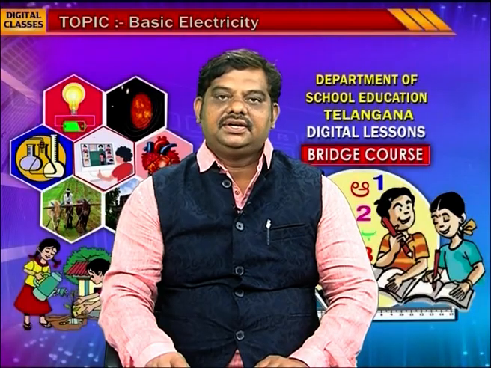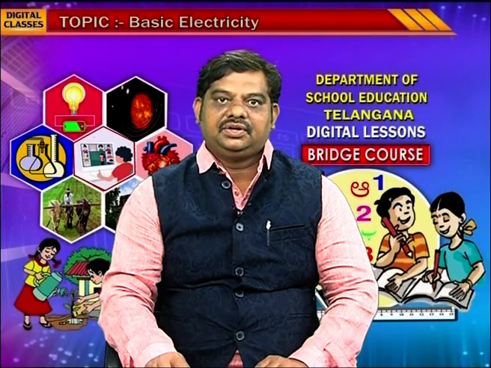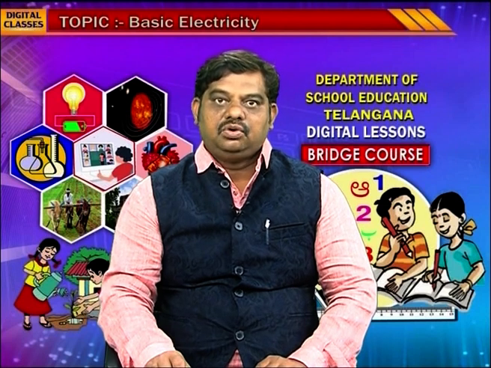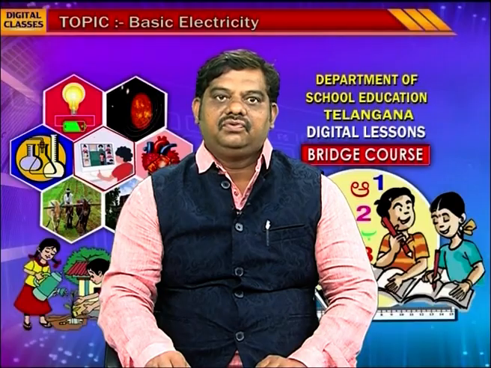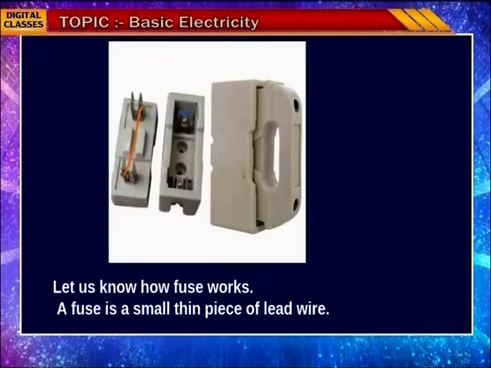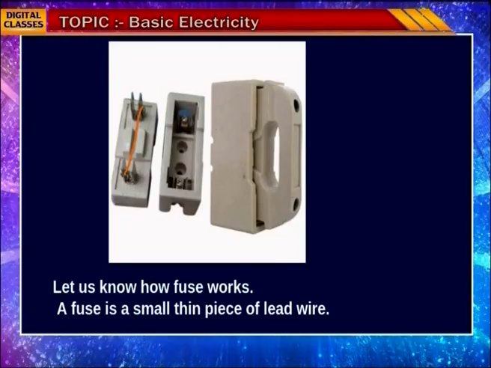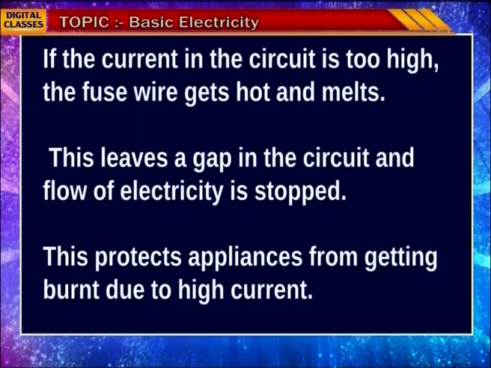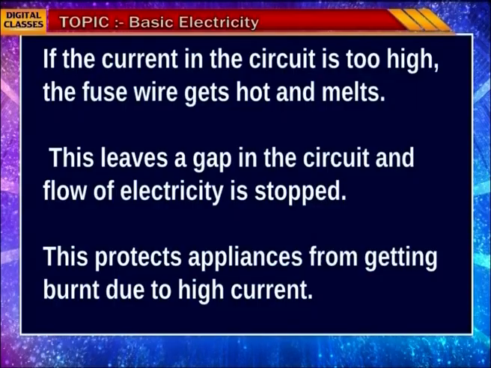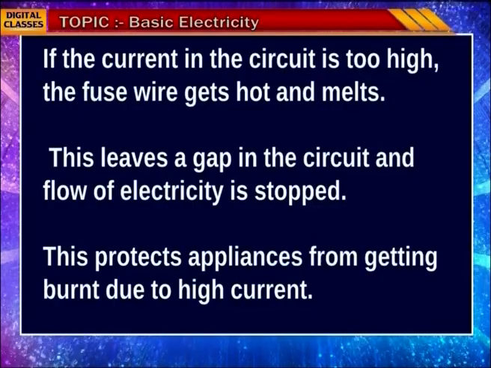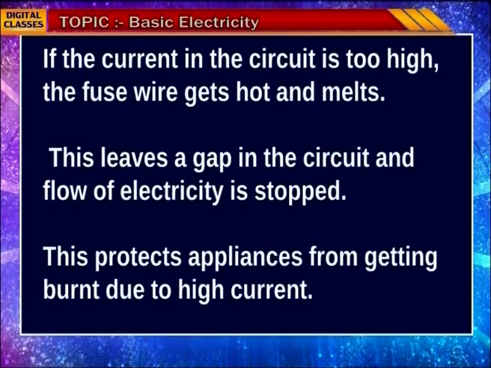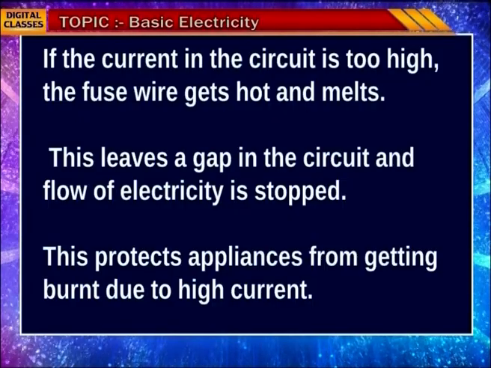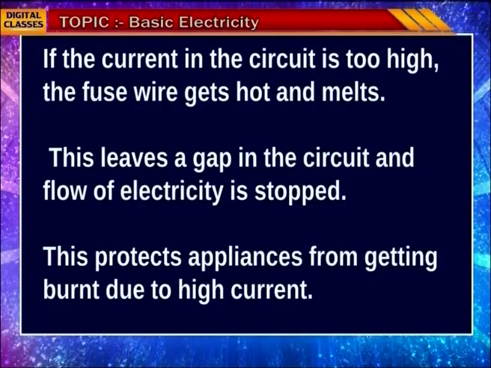When an excessive amount of current flows through a circuit, the electrical appliances or wires get heated and catch fire. To avoid fire, a safety device, the fuse, is used in the circuit. Let us know how a fuse works. A fuse is a small thin piece of lead wire. If the current in the circuit is too high, the fuse wire gets hot and melts. This leaves a gap in the circuit and the flow of electricity is stopped.